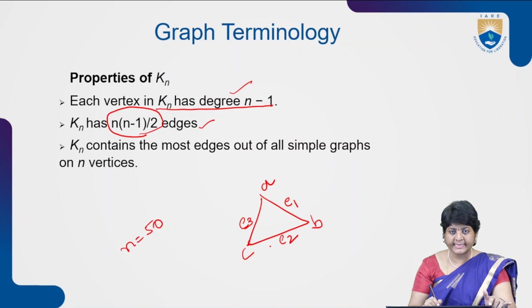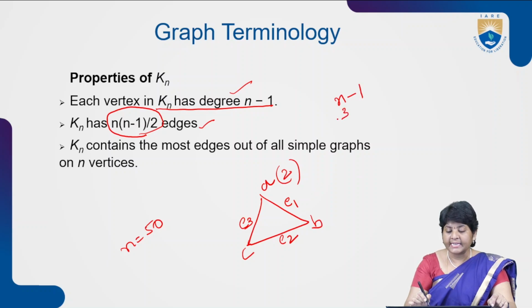And for this simple example, the degree of vertex A is 2. How are we identifying that? By using the formula n minus 1. For this simple graph, n is 3, that is, the vertices are 3. Now 3 minus 1 is what? 2. So each vertex will have the degree of 2. And this property is only for a complete graph. And for B, the degree is 2, and for C, the degree is 2.